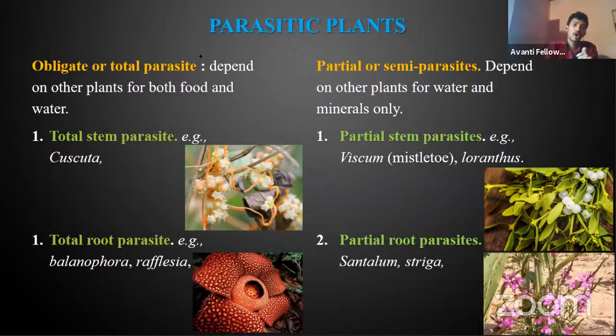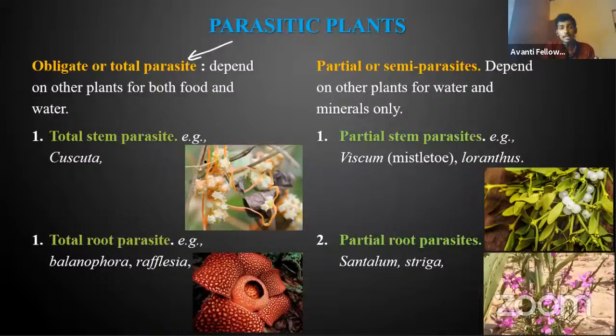You already know the meaning of obligatory, so I'm going first to here only. Obligatory means they are completely dependent upon the plants for food and water. Remember, they are completely dependent. They are not at all doing any work. They are taking everything from the host: from the food and minerals to water, everything. This can again be differentiated into stem and root parasite. The first is the total stem parasite. That means these are present on the other plant's stem, and they will take the nutrition from the stem.